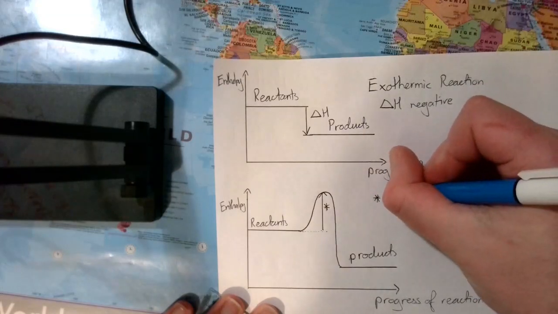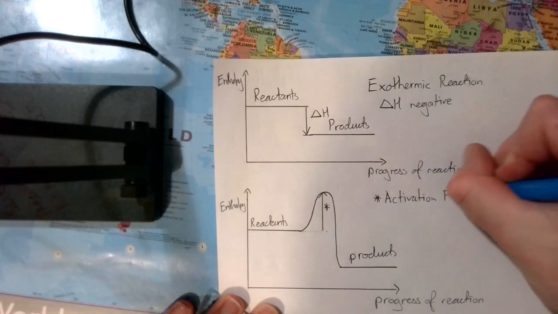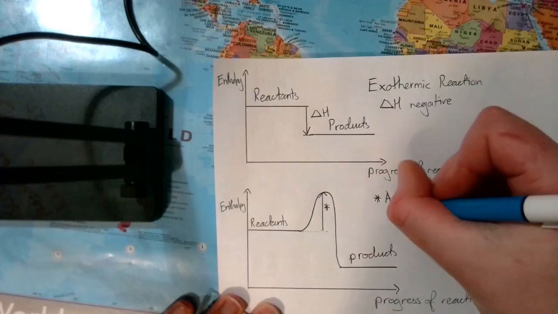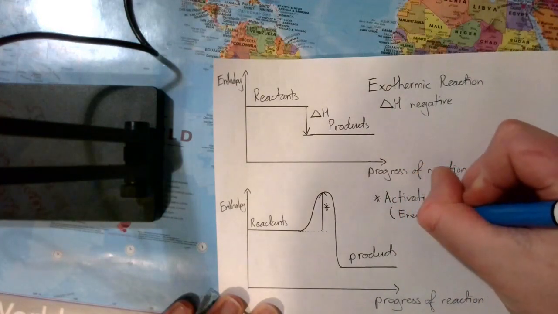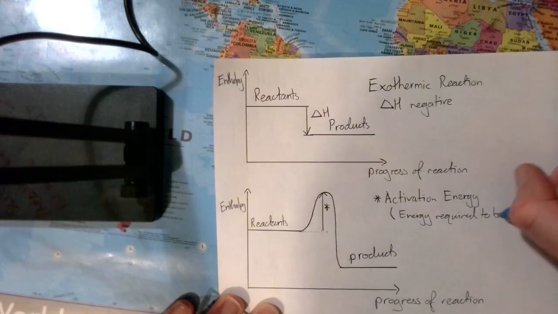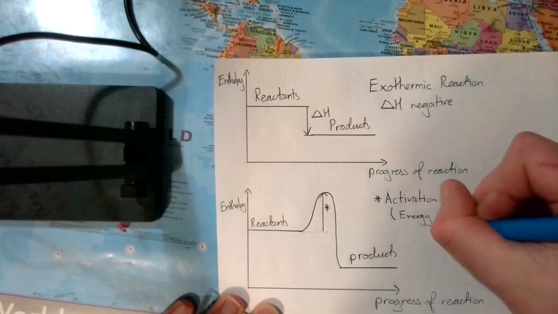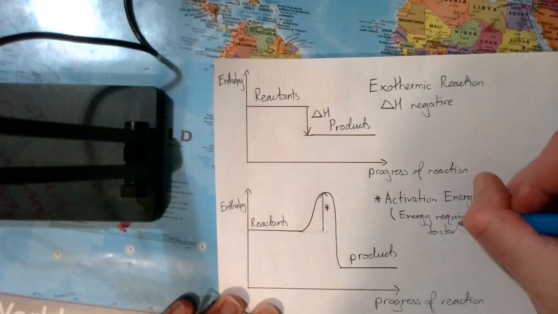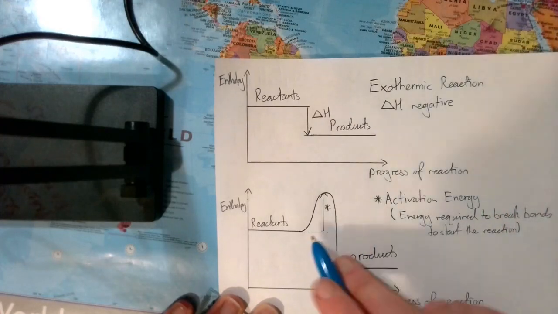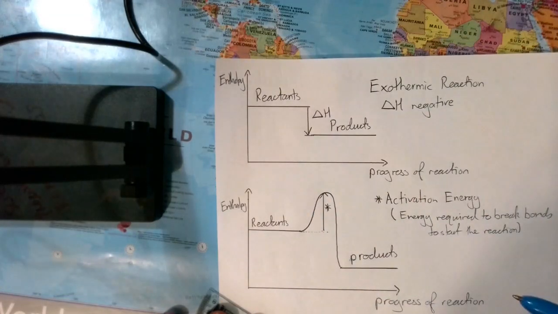That asterisk is what's called the activation energy. And activate means to start something. It's the energy required to break bonds to start the reaction. And you'll notice that that is always an endothermic process. You have to put energy in to get something started.